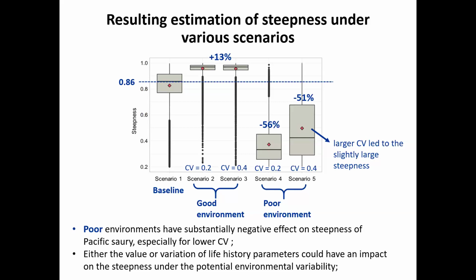But if now in the poor environment, which means the growth decreases and the weight length decreases, which can lead to the smaller thinness. And in scenario 5, this scenario has the larger CV, and the larger CV leads to a slightly larger thinness compared to when the CV is equal to 0.2. So according to these results, we can see that the poor environment can substantially have a negative effect on the thinness of the saury, especially for the lower CV. And either the value or variation of the life history parameter could have an impact on the thinness under the potential environmental variability.